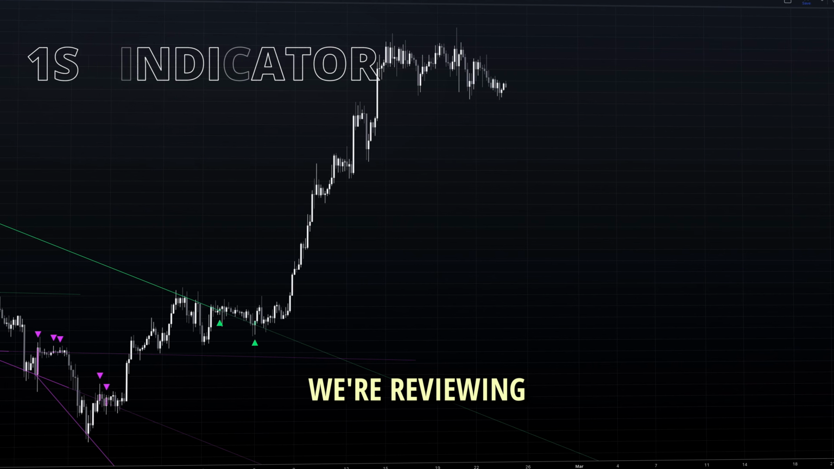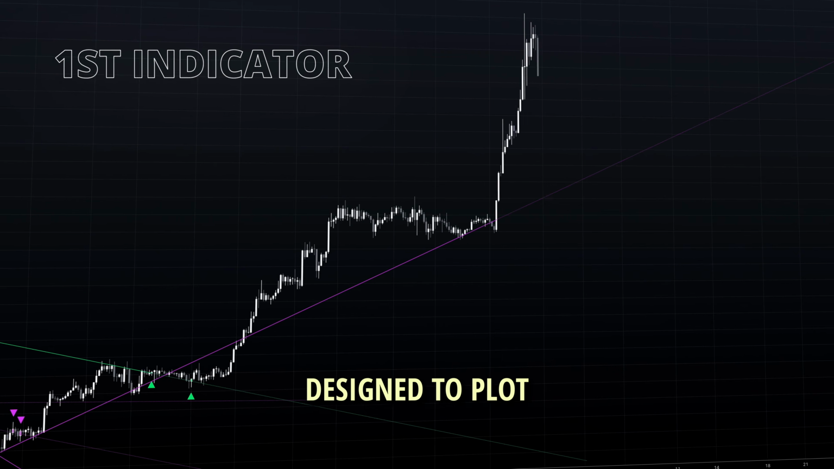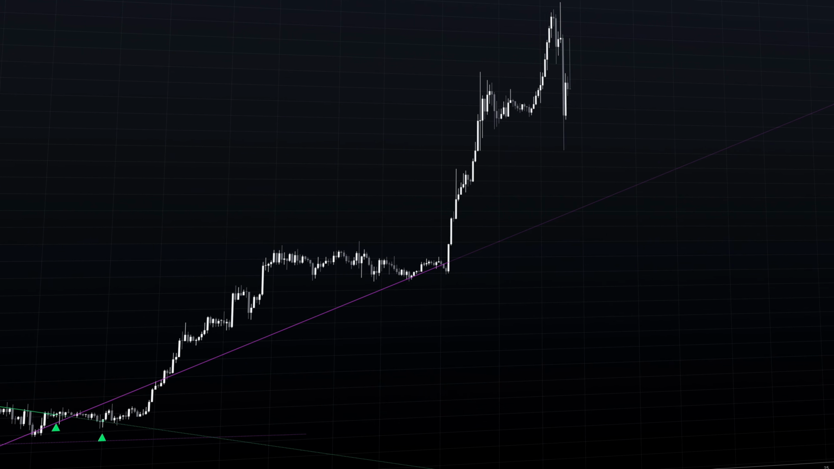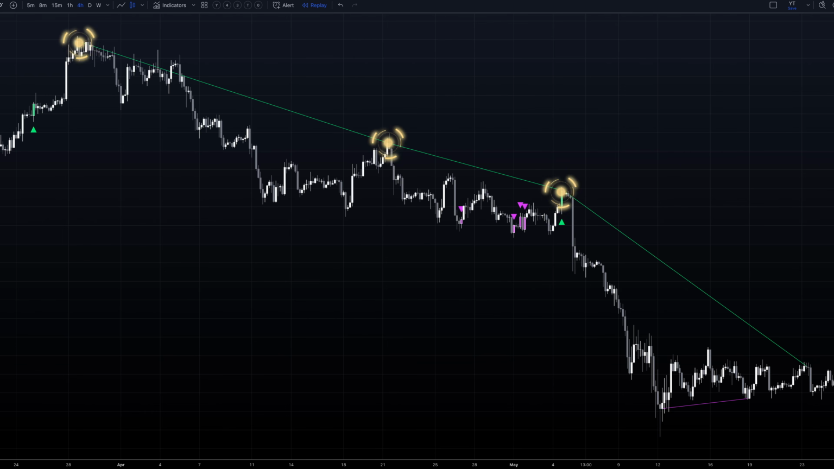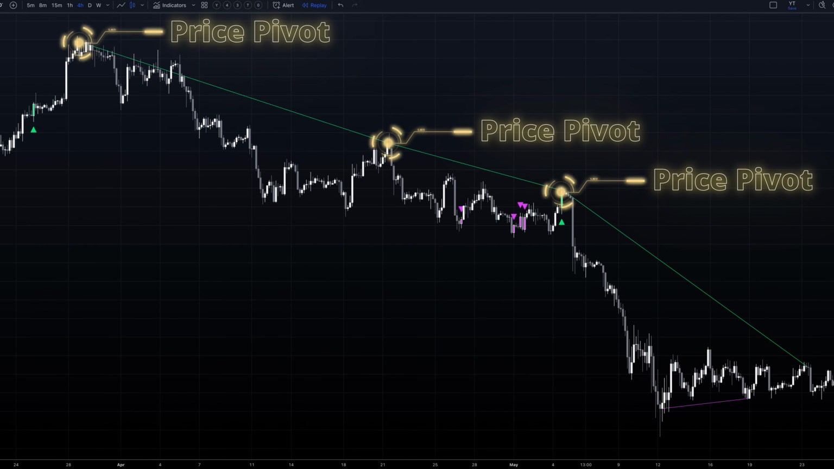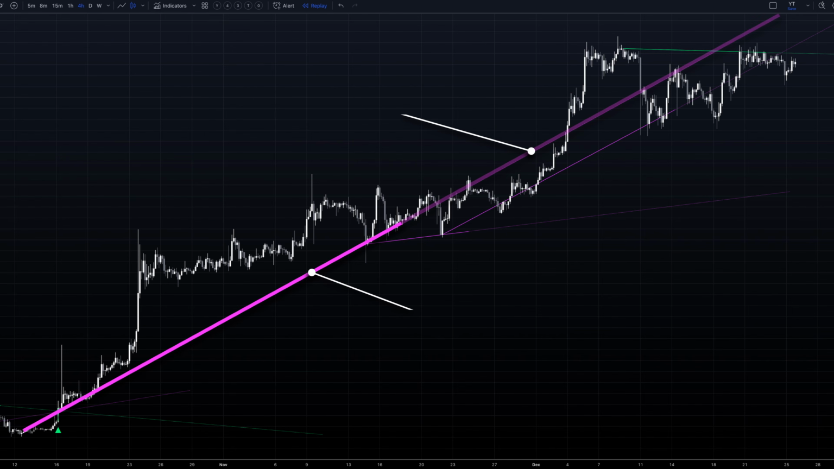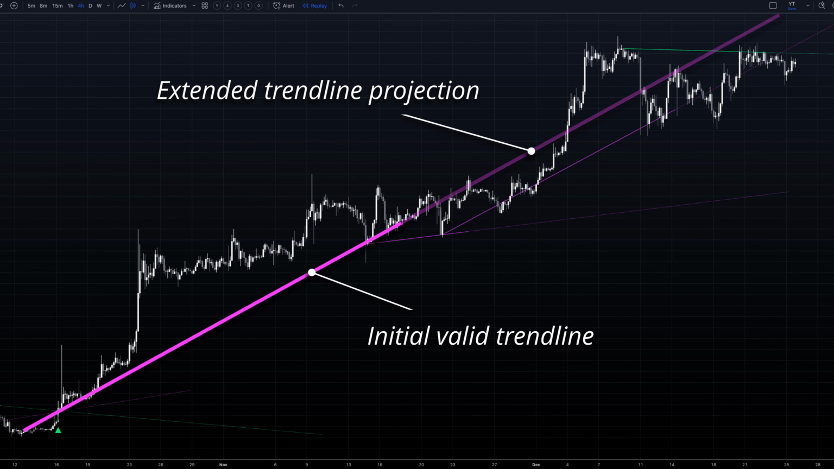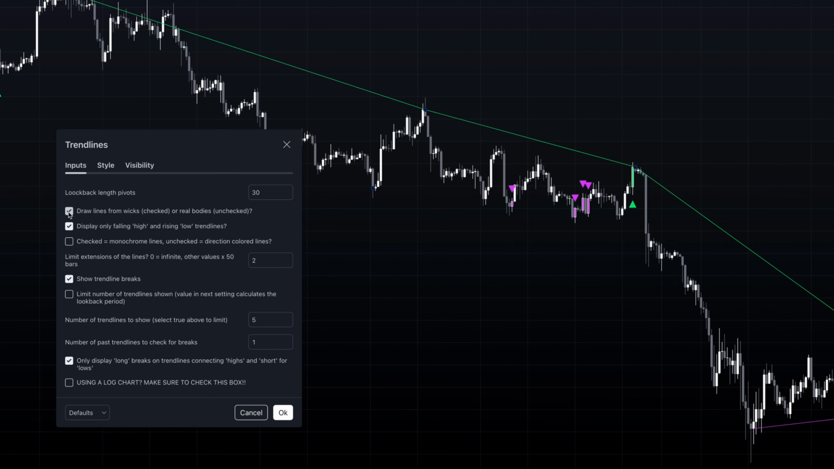The first script we're reviewing today is specifically designed to plot trend lines using pivot points from price charts. The core functionality lies in its ability to connect pivot points and draw trend lines that can extend infinitely or for a specified number of bars. Users have the option to base these trend lines on the wicks or real bodies of candles.